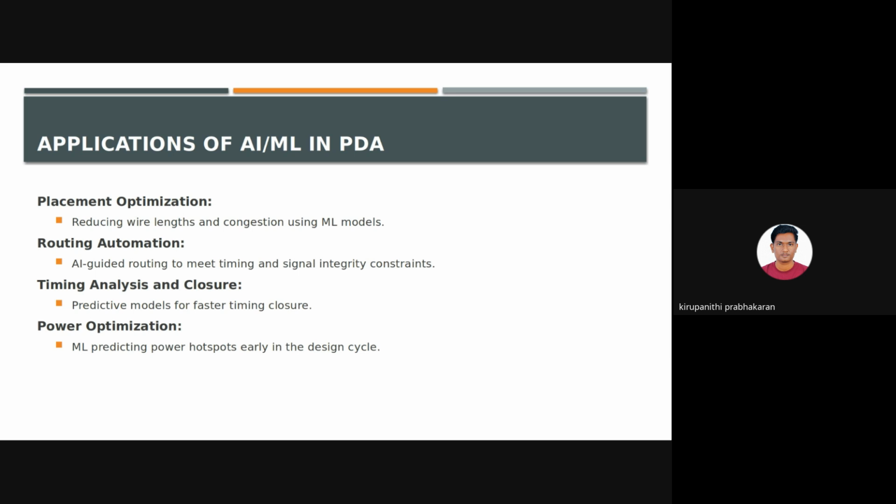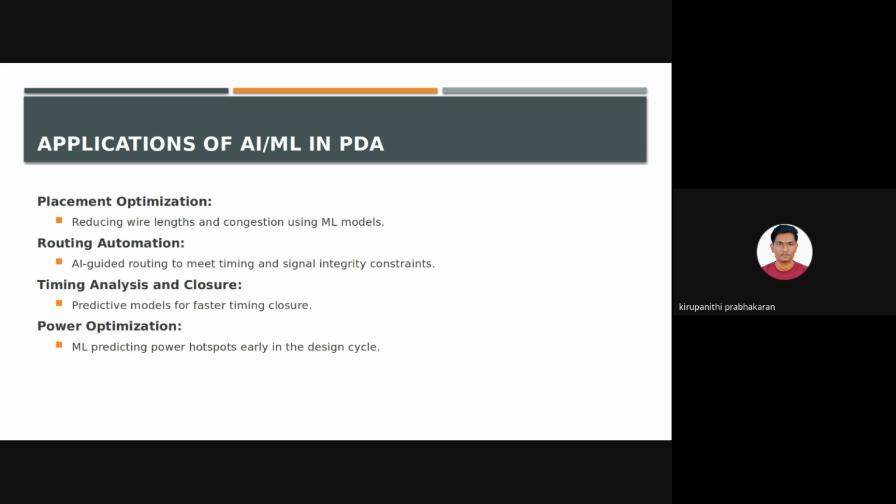Power optimization. Power optimization in chips involves reducing the overall power consumption of the chip, which is critical for battery-powered devices, heat dissipation, and performance. ML can analyze the design parameters and predict power hotspots, areas where the power consumption is likely to be high, allowing the designer to address potential power issues early in the design cycle.